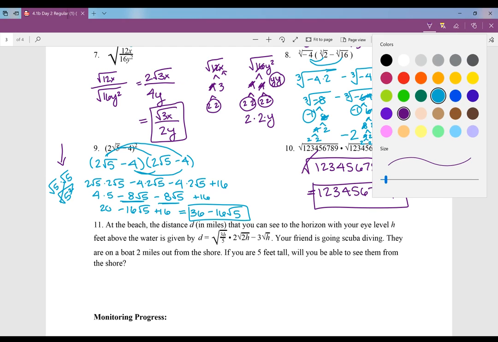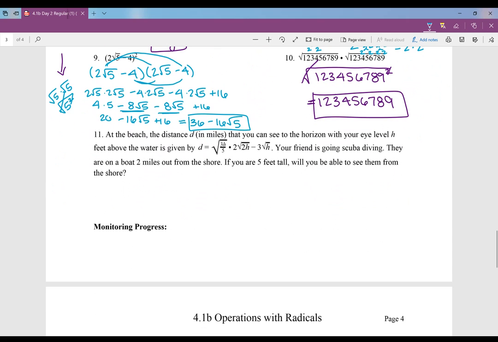All right, now let's do number 11. At the beach, the distance d in miles that you can see to the horizon with your eye level h feet above the water is given by d equals root 3h divided by 5 times 2 root 2h minus 3 root h. Your friend is going scuba diving. They're on a boat 2 miles out from the shore. If you are 5 feet tall, will you be able to see them from the shore?